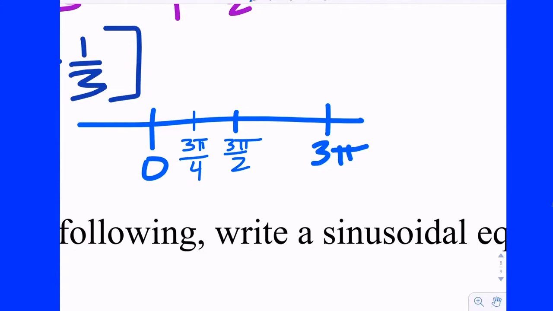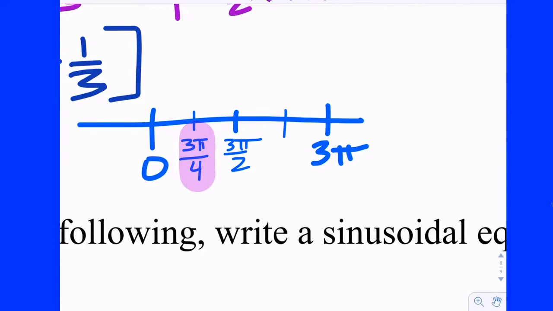If you have your period, you can just divide it by 4 and get your quarter cycle counting interval. Or you could bisect it twice. I like to bisect it so that I can kind of see the spacing. So 3 pi fourths, again, is the most important number on this graph. Every axis, high axis, low axis, high is 3 pi fourths away, pre and post shift.